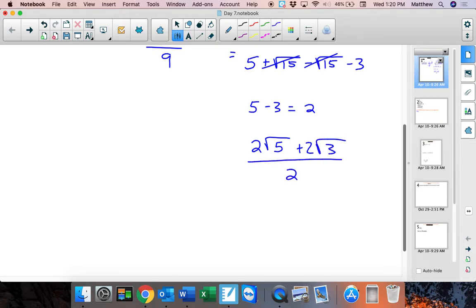Now this is an interesting one because notice that my coefficient here, and my denominator, I can simplify that. So the 2 here and this 2 cancel out, and I'm left with root 5 plus root 3.